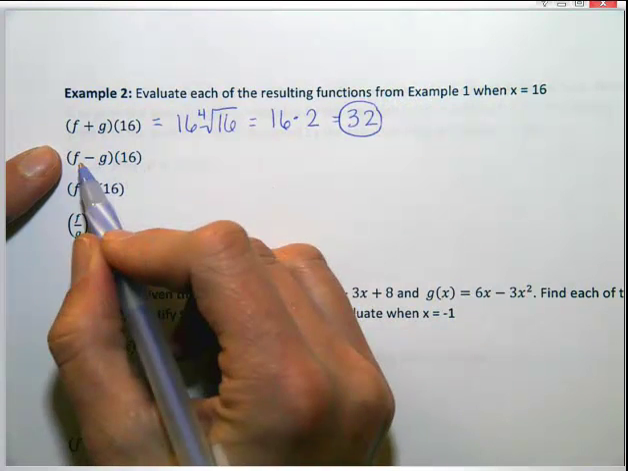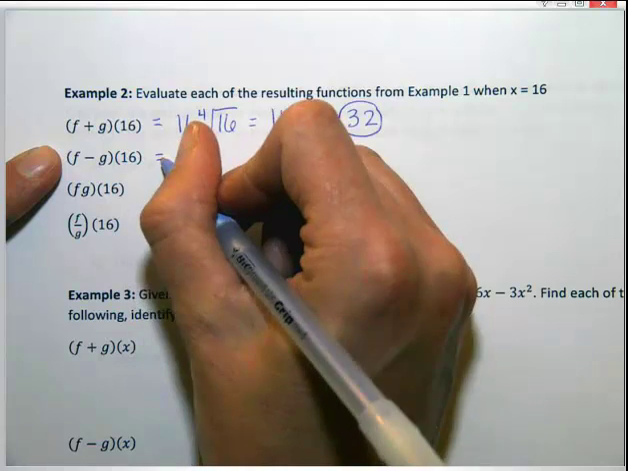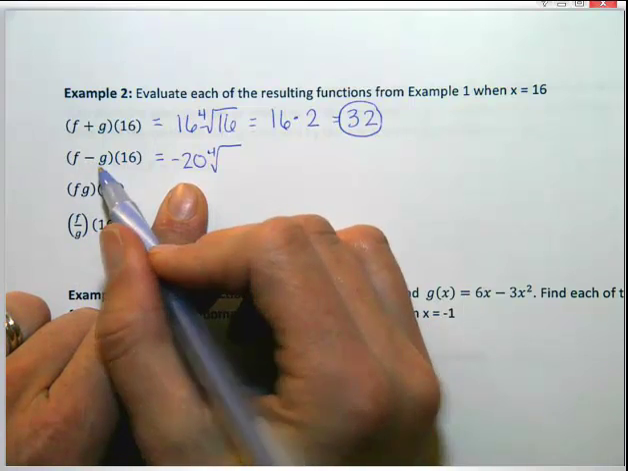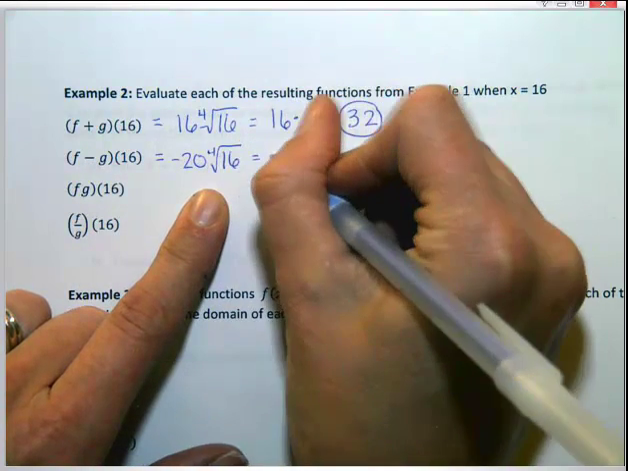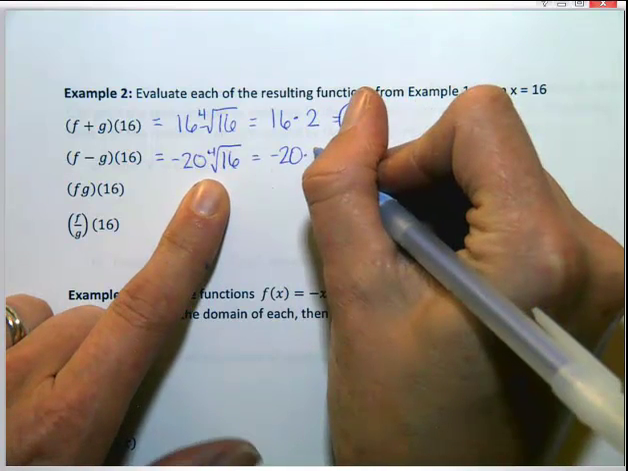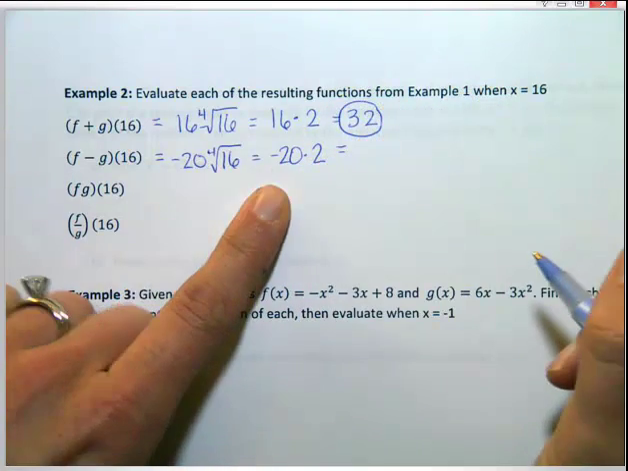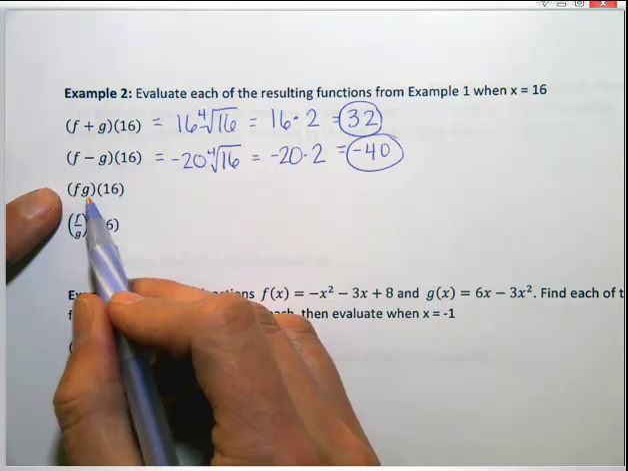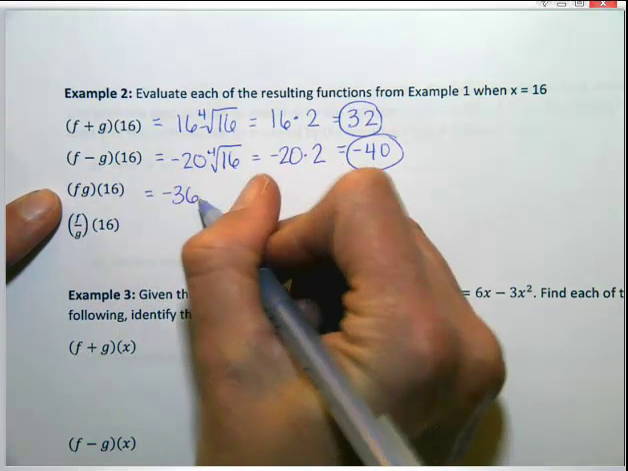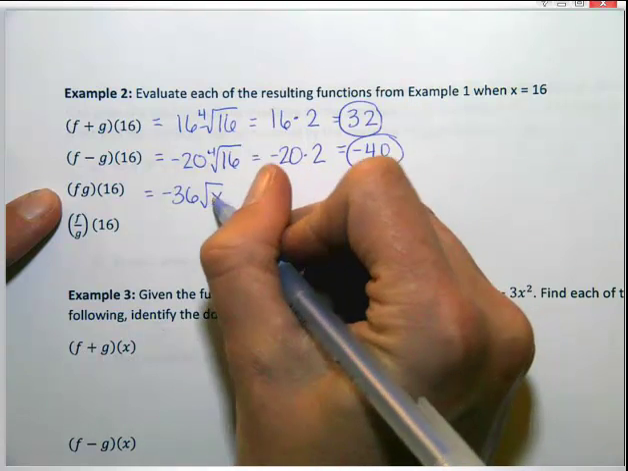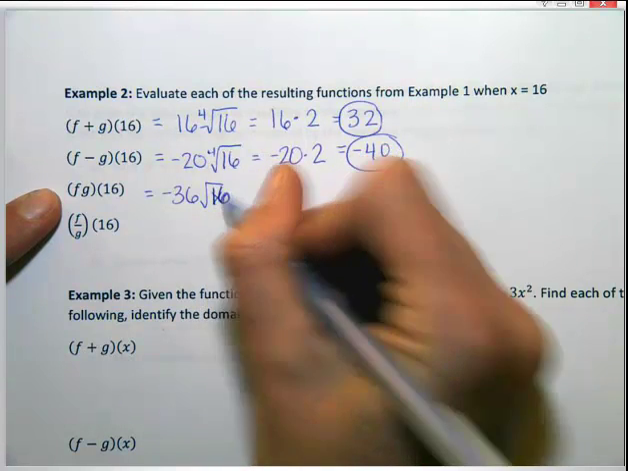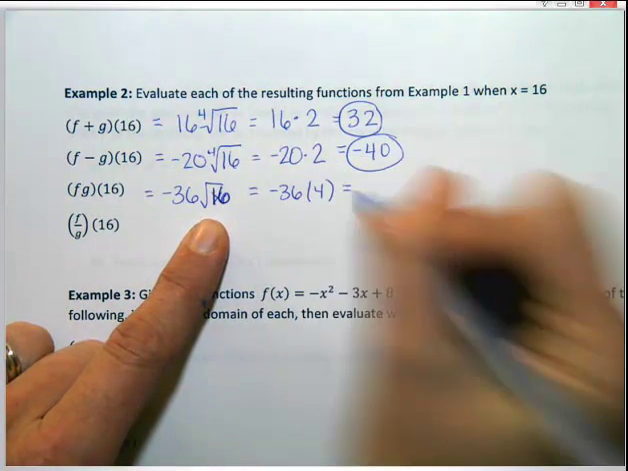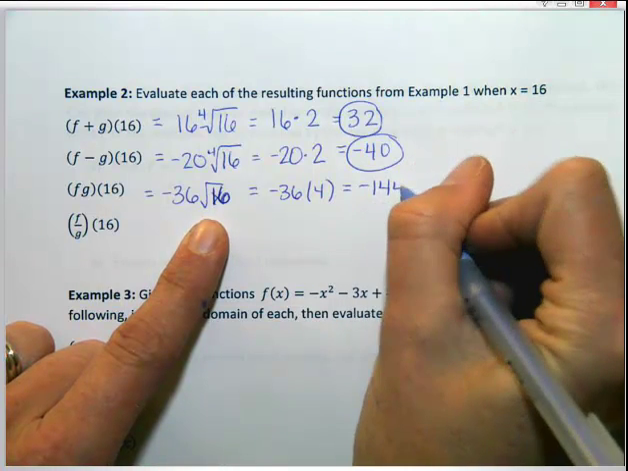If we do the same for f minus g of 16, negative 20 fourth root of x was our function for f minus g. We're going to substitute in the 16. So this is negative 20 multiplied by the fourth root of 16, which is 2. And then negative 20 times 2 is negative 40. Our function for f times g was negative 36 square root x. This time we're plugging in 16 for x. Square root of 16 is 4, so we get negative 36 multiplied by 4, which is negative 144.